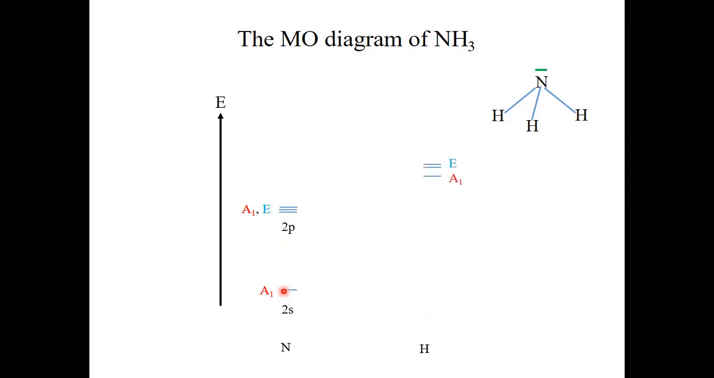So then, for the hydrogens, we know that we have 3 ligand group orbitals. One has the symmetry type A1, and 2 of them have the symmetry type E. The one that has the A1 symmetry has actually slightly lower energy than the 2 that are doubly degenerate, because the A1 one does not have a node, while the E ones do have a node.